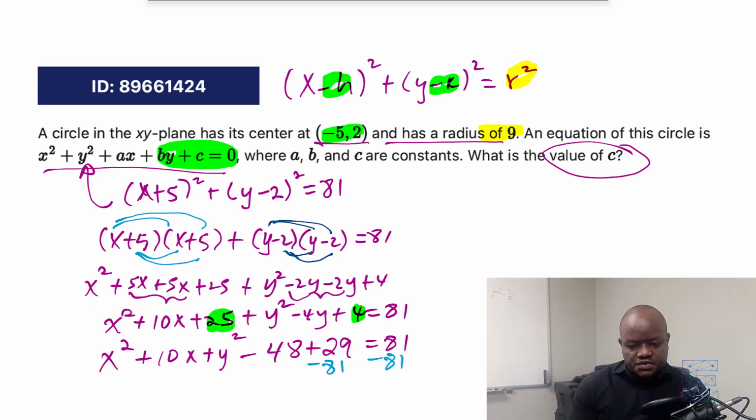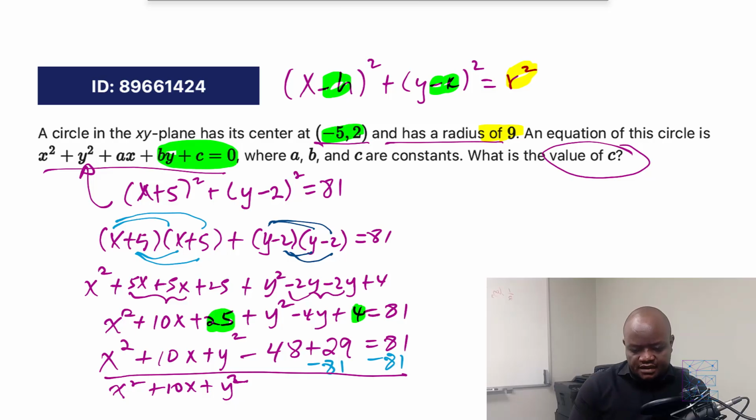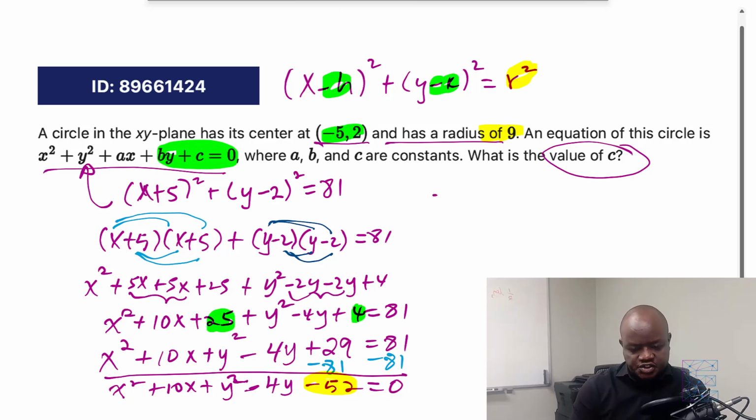And in doing so, we should have the final answer. So x squared plus 10x plus y squared minus 4y, and 29 take away 81 is negative 52, equals 0. And the question was asking us to figure out the value of c. This number here is c. So that means our answer to this question is negative 52.